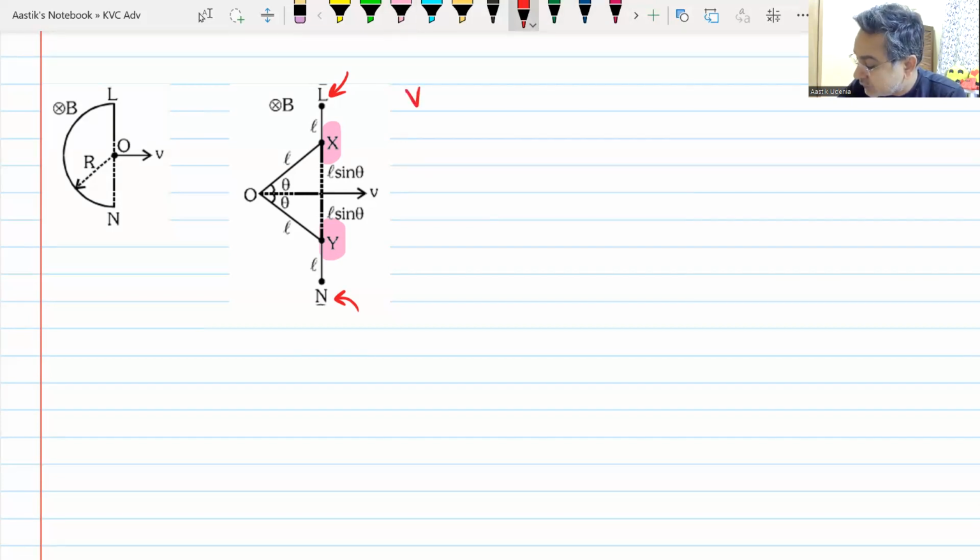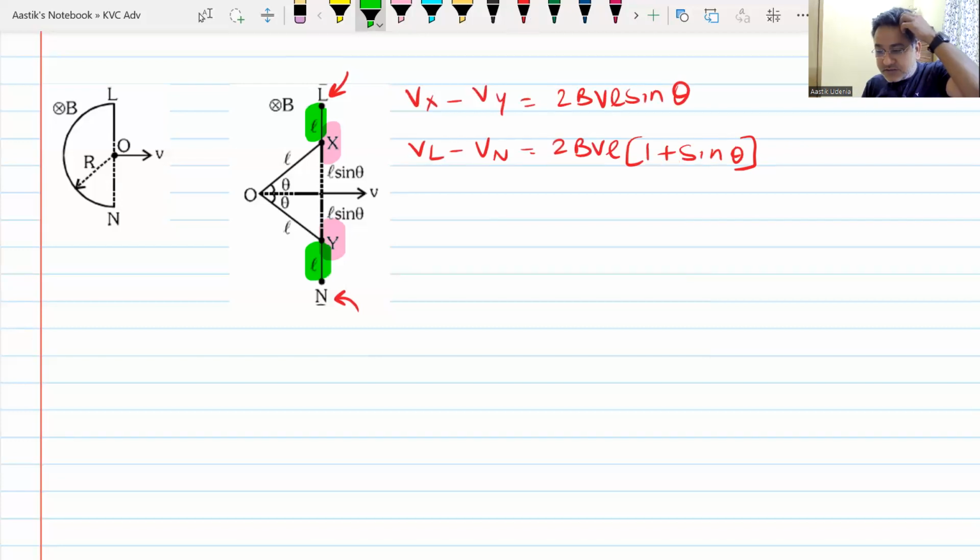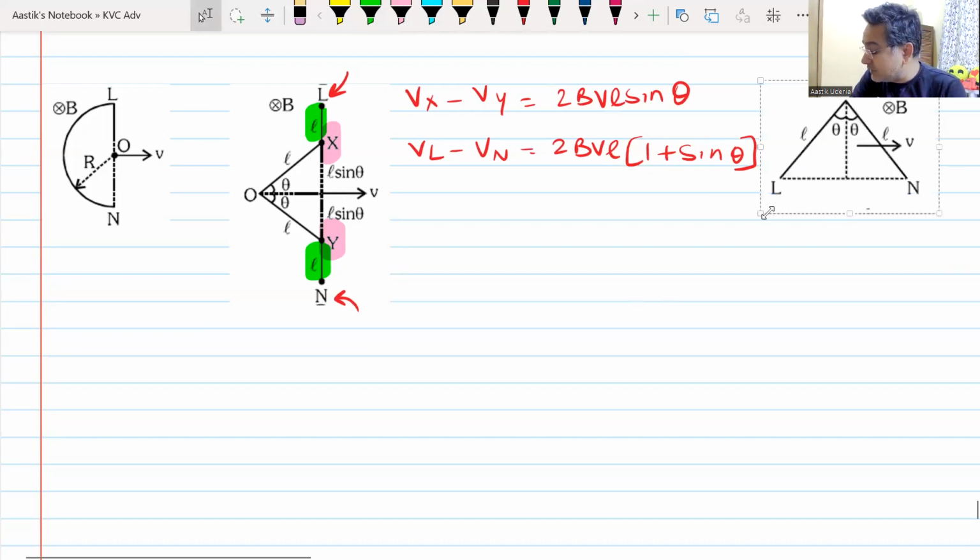It is also Vx minus Vy is 2VBL sin theta. VL minus Vn is equal to 2VBL into 1 plus sin theta. This L and this L also create potential difference, my dear friends. Do we understand this? Yes, sir. So that is the reason.